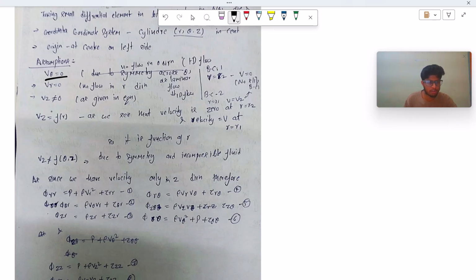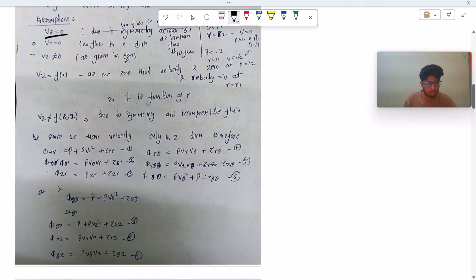As Vz is not 0, it may vary. Let's say it varies in r, theta and z directions. As our cylinder is moving in the z direction, we have a symmetry across theta. Due to symmetry, there is no variation of velocity in the z direction with theta. Similarly, as this is an incompressible fluid and we neglect all the end effects, there is no velocity variation in the z direction. So variation takes place only in the r direction.